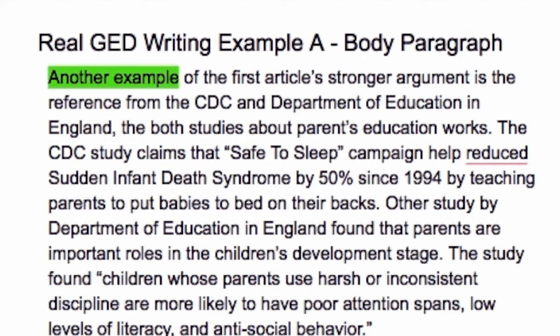So note how the person started off the body paragraph by saying "another example." So they have a transition phrase right here, all right? They said another example. Now you can steal that, all right? You can start your second and third body paragraph by saying another example if you want to, all right? That's a perfectly valid way to do it.